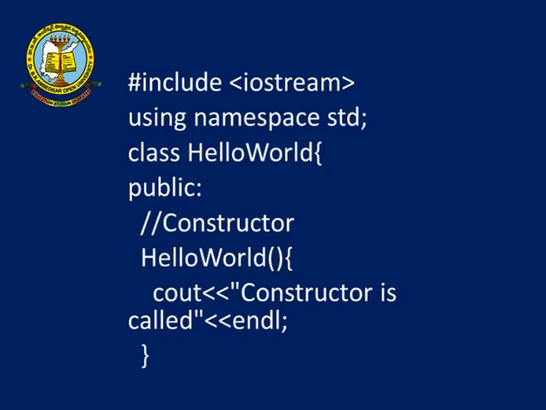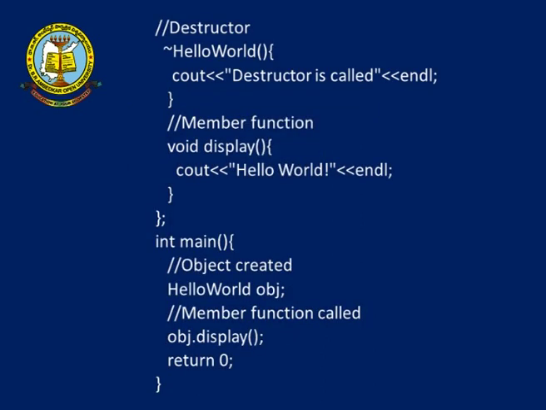Here is the example program for the destructor. Using the preprocessor, include iostream and using namespace std. My class name is HelloWorld. I created one constructor, HelloWorld. Here we can use the delete operator for the destructor. Destructor means we are removing the memory for a particular class, or deleting the object of a particular class. After that I am calling void display.